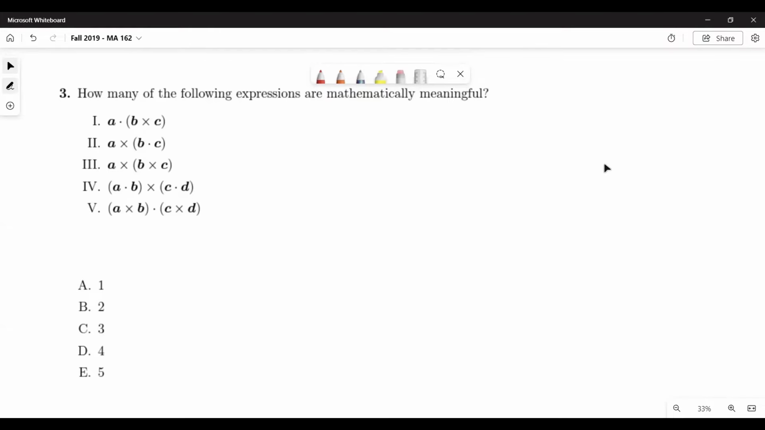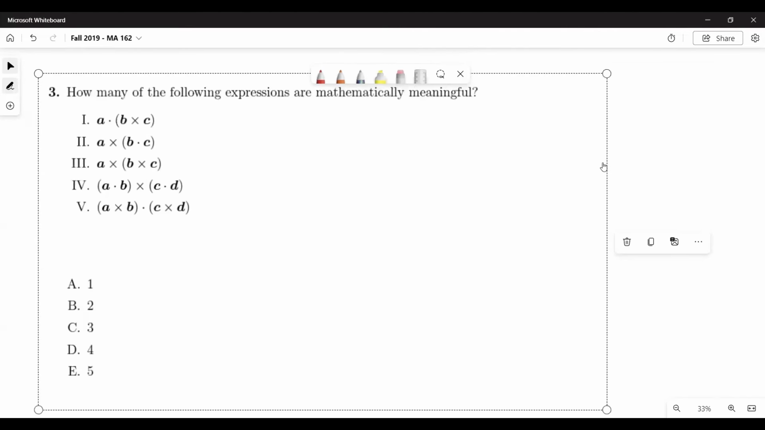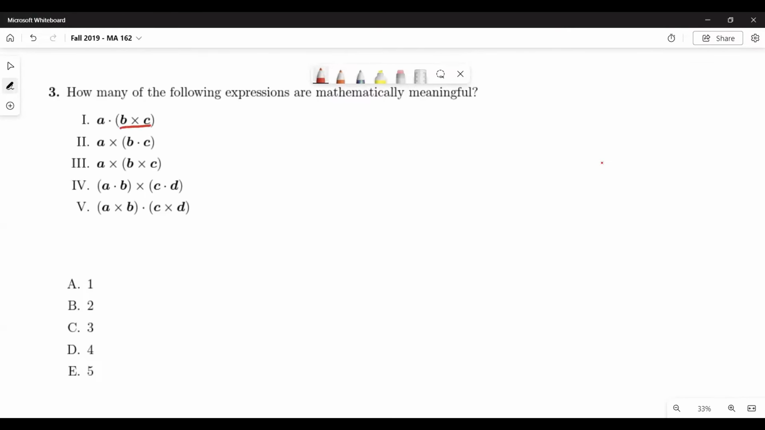So this question asks how many of the expressions are mathematically meaningful. Let's look at it. So B cross multiply C. If you cross multiply something, this just gives you a vector. And then A is a vector. So if you dot product a vector and a vector, you should get a number. So this is mathematically meaningful. Let's look at the second one. B dot product C. Those two vectors, if you dot product them, you will get a number. And A is a vector. Can you cross multiply a vector and a number? No. So 2 is not meaningful.